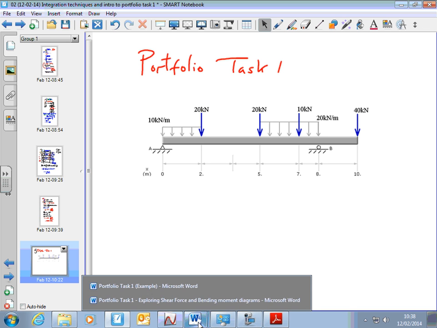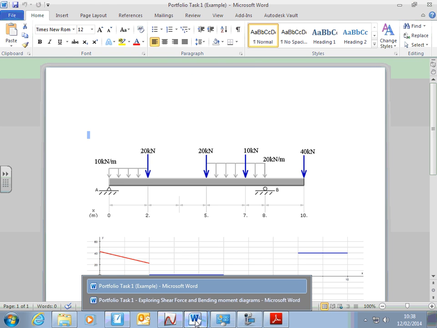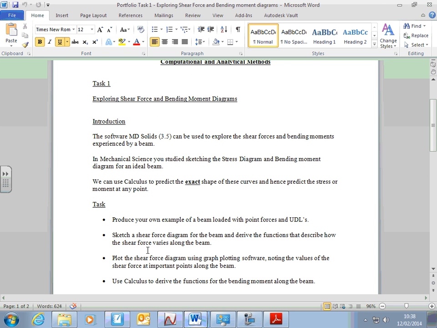So let's have just a quick look at the portfolio task, which you've not actually been given yet, but you'll get as you go on site, on the UCS site very soon, and you'll be able to look at it after half term. So if we just look at the task that's involved, we've got the software MD Solids 3.5 will be available, and it can be used to explore the shear forces and bending moments experienced by a beam.